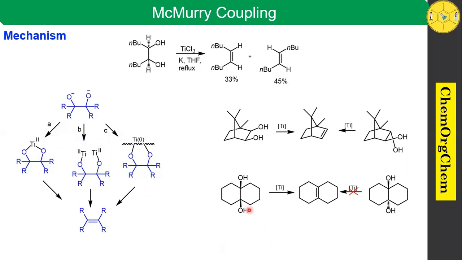Now consider this example. This cis decalin diol under this condition readily produces the corresponding alkene. However, the trans decalin diol couldn't produce the corresponding alkene product. This clearly indicated that a common titanium surface is needed for this reaction, and ultimately this ruled out the involvement of pathway B.